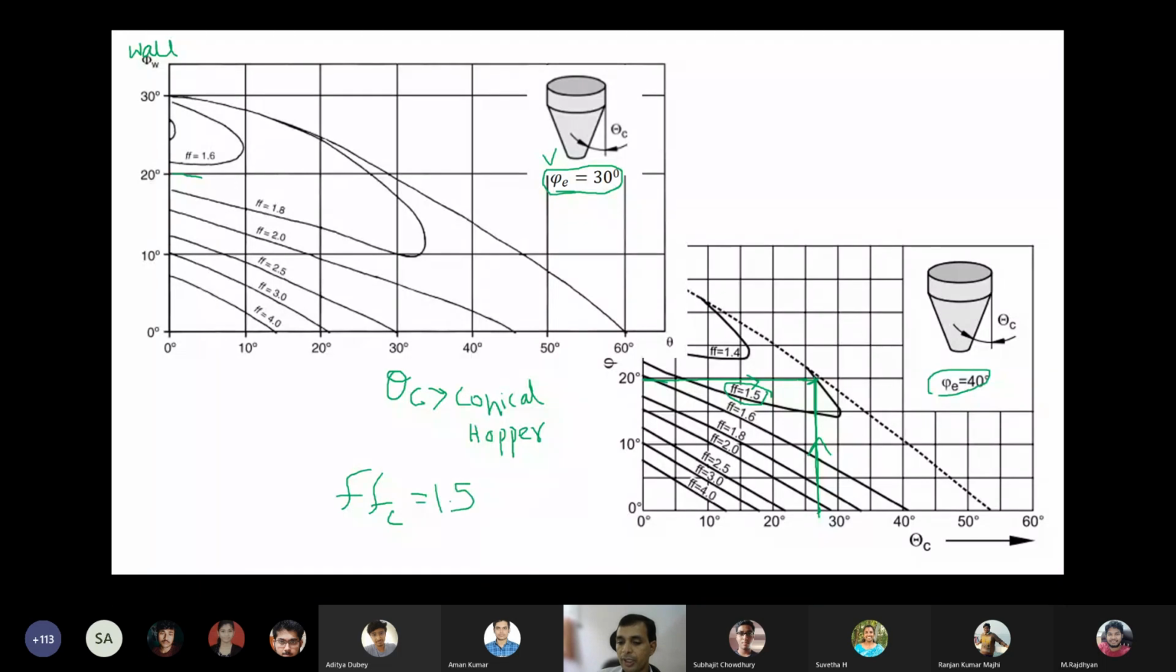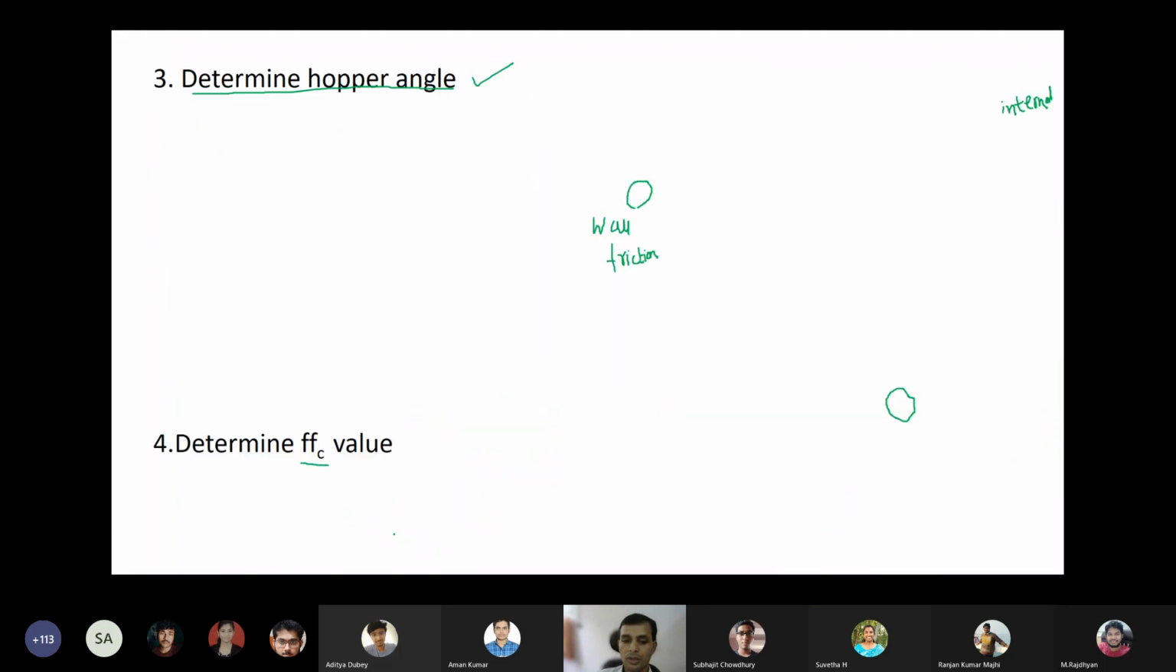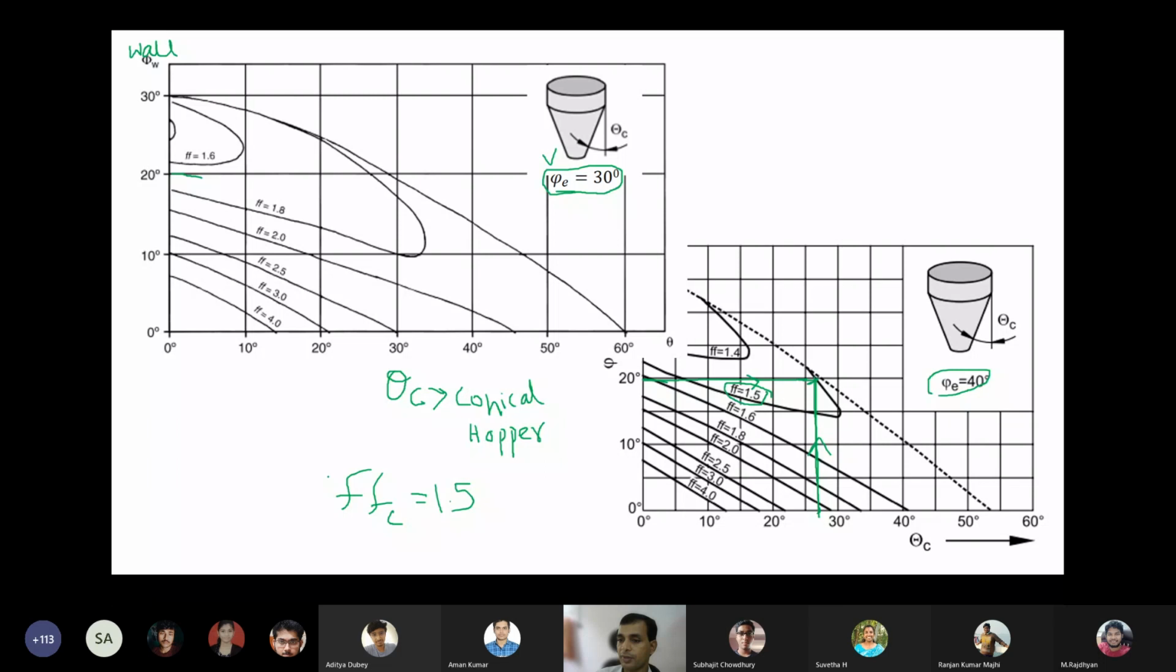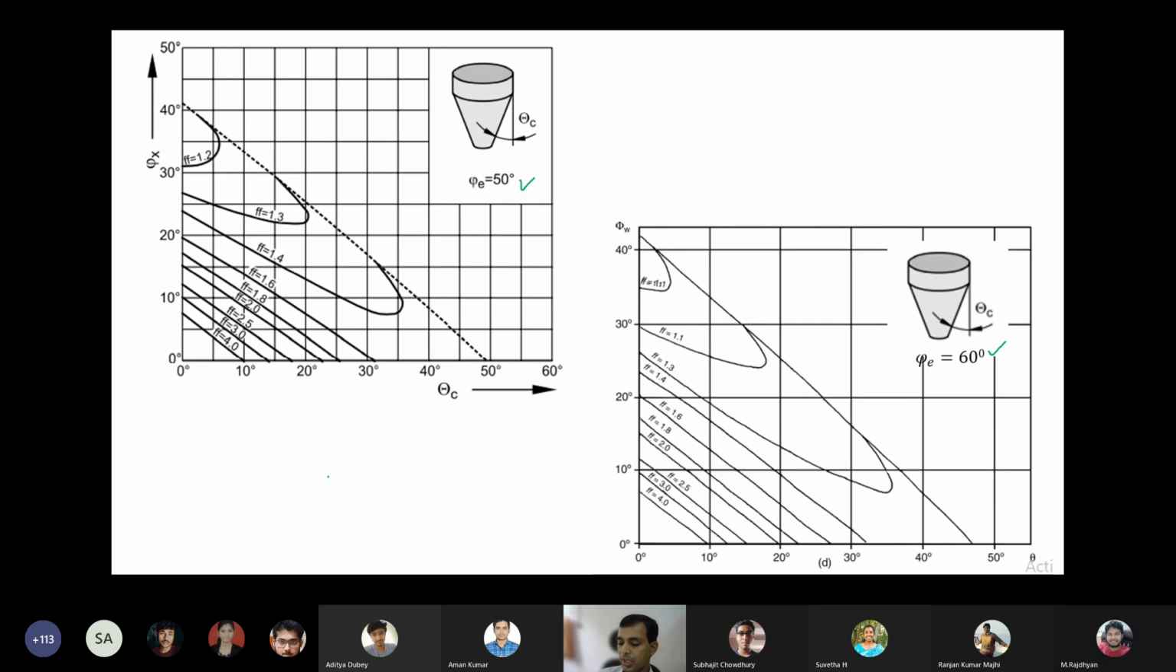This way we will find the FFC flowability factor value from these graphs. So we have four graphs for various internal friction angles.